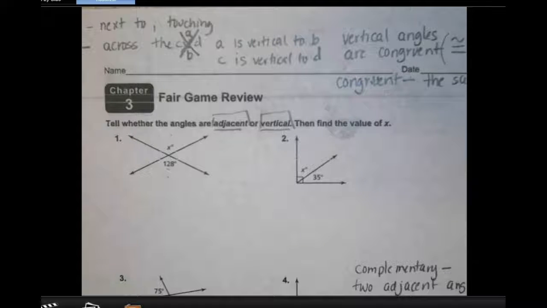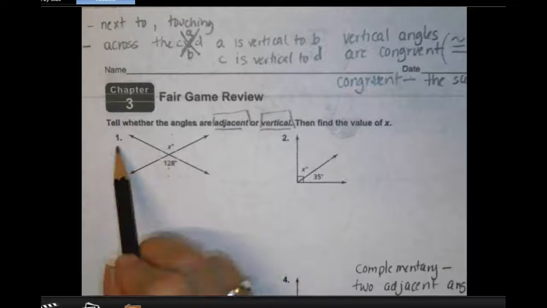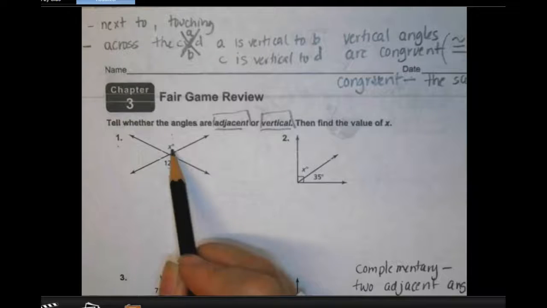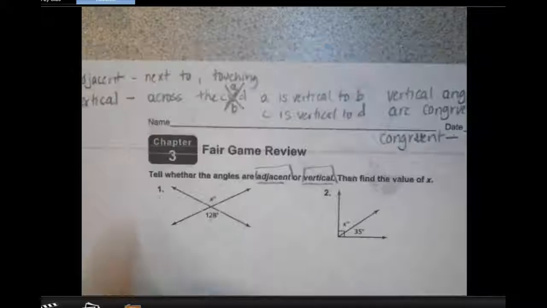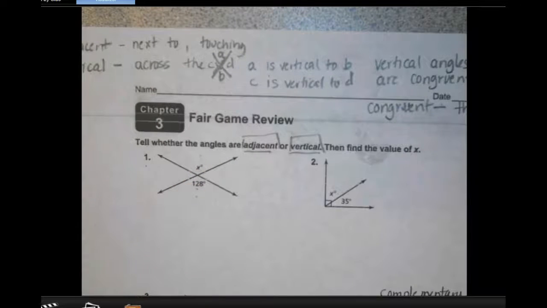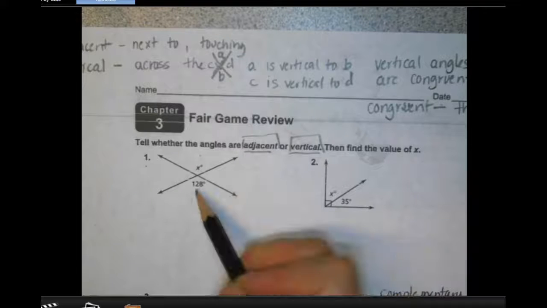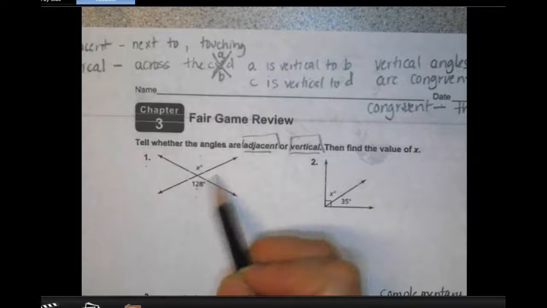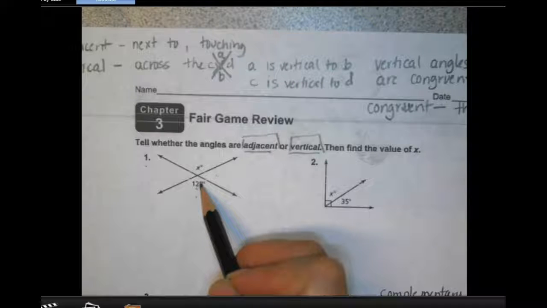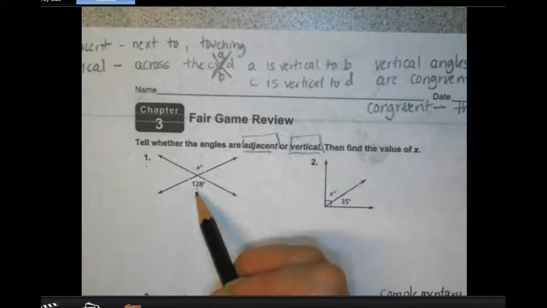Okay, so if we look at number 1, what kind of angles would these be? Now, you only have the choice of adjacent or vertical. What are they? They're adjacent. That means they're touching, right? Right next door to each other? Are they right next to each other, Greg? Or are they not right next to each other?